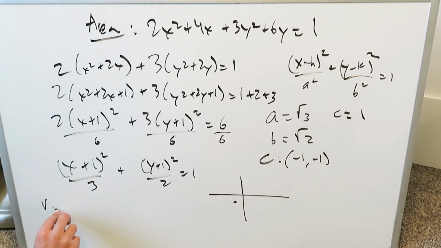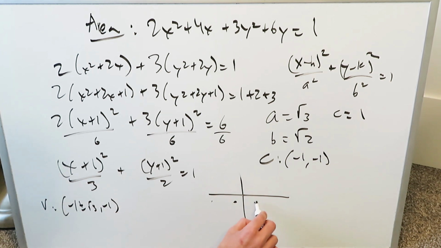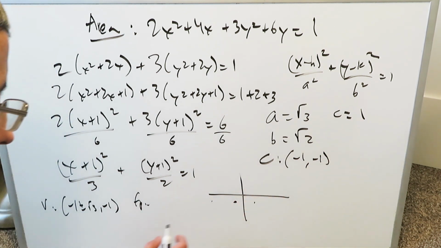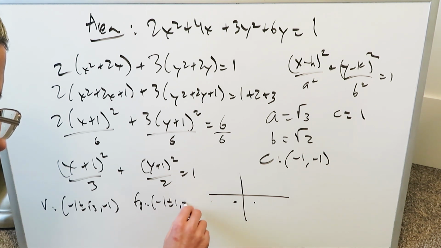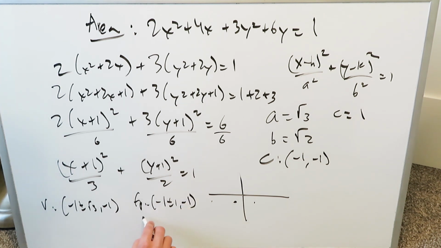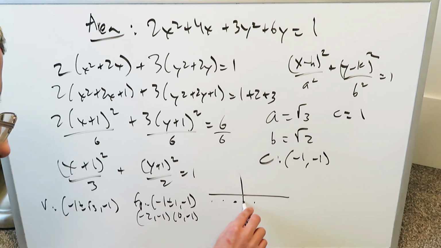The vertices will be along a horizontal direction. It will be minus 1 plus and minus root 3 comma minus 1. You'll have 1 point here, 1 point here. I'm just estimating here only. What will be your focal points? It will be minus 1 plus and minus 1 comma minus 1. You clean this out, you're getting a minus 2 comma minus 1 as one focal point, which will be somewhere right here, and you're getting a 0 comma minus 1, which will be right over here.